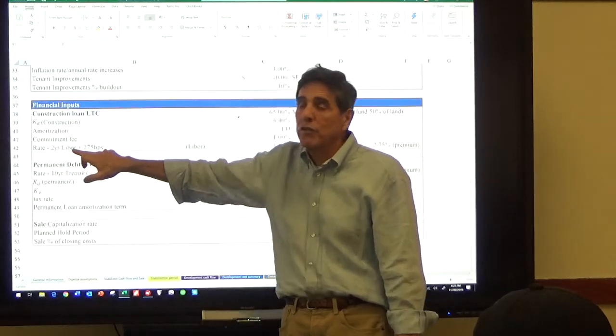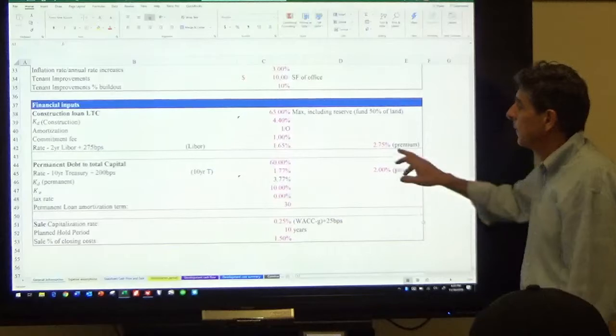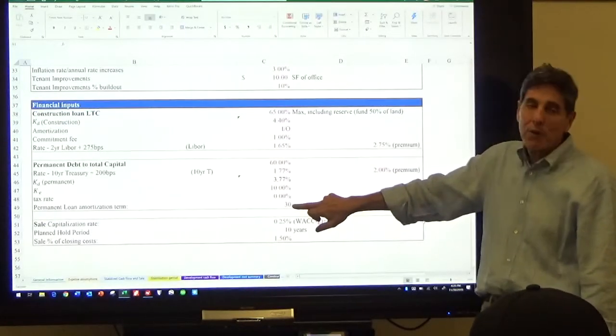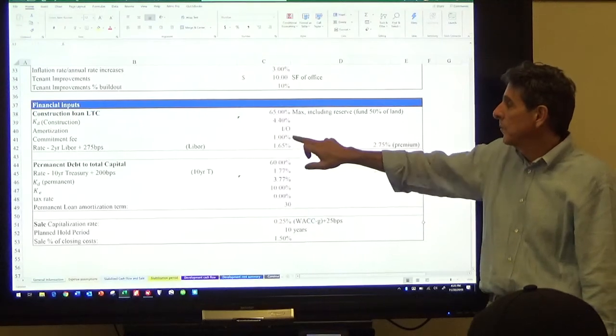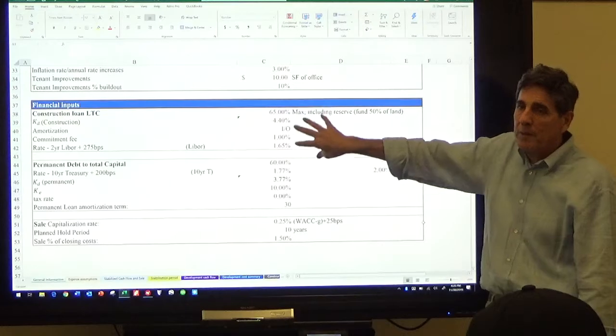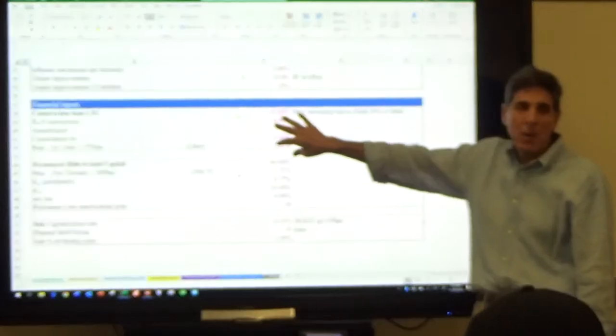My construction loan is 2-year LIBOR plus 275 bips. Interest-only, amortization over 30 years, 1% commitment fee. It is a construction to mini-perm loan, so there are no additional fees because I've already paid them up here.